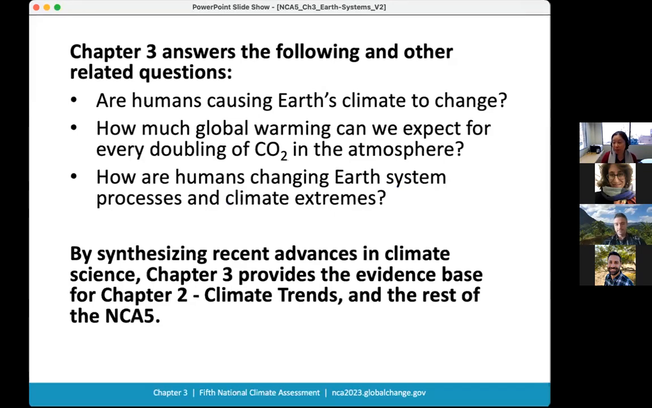So together with many co-authors, Adam and I developed Chapter 3 to discuss Earth system processes that play important roles in climate change. Earth system here refers to the atmosphere, land, oceans, and cryosphere. And we know that they interact a lot. Together, they cycle energy, water, and essential elements of life, such as carbon, nitrogen, and phosphorus.